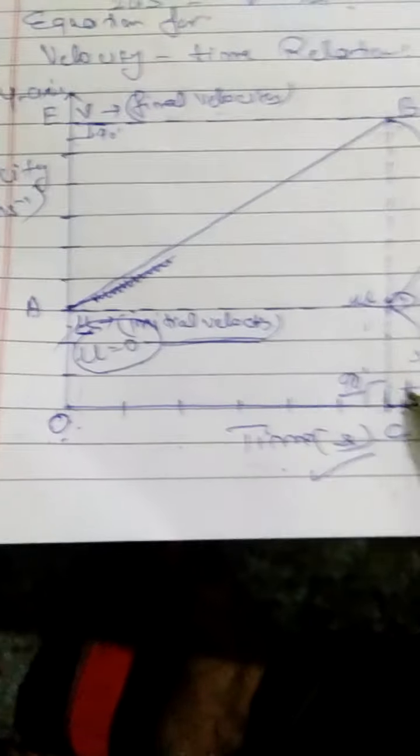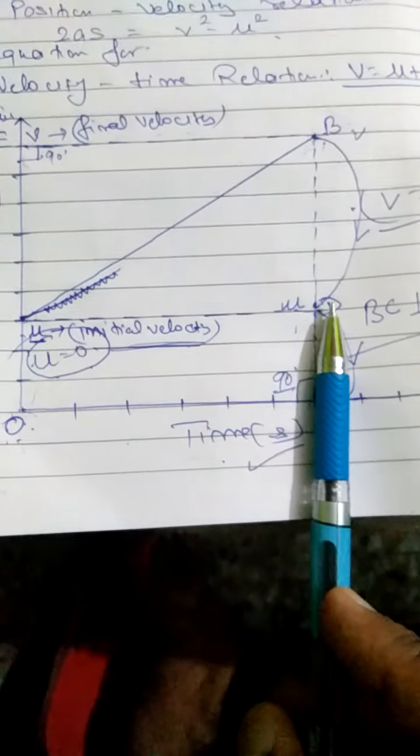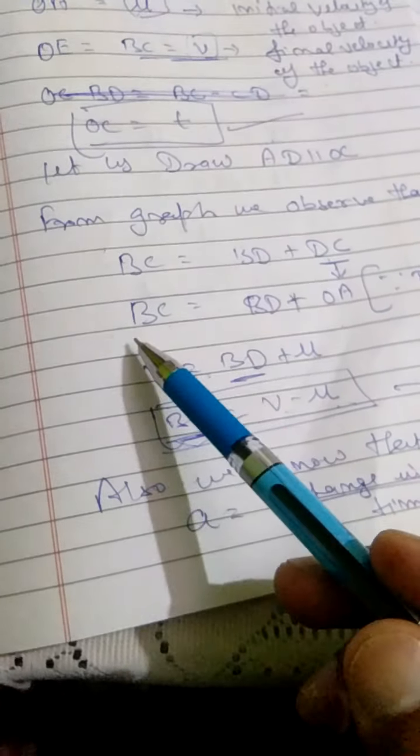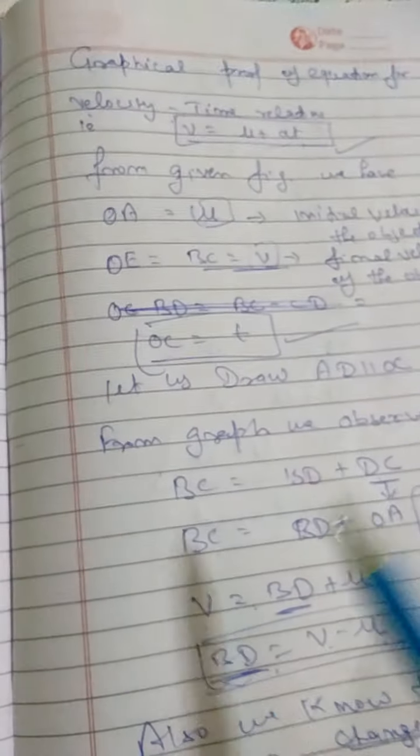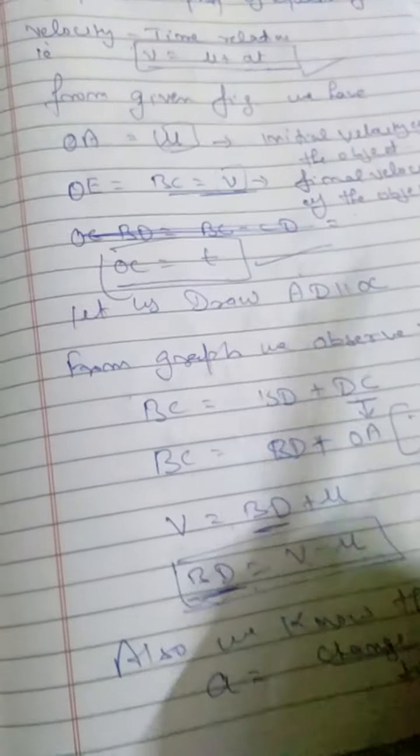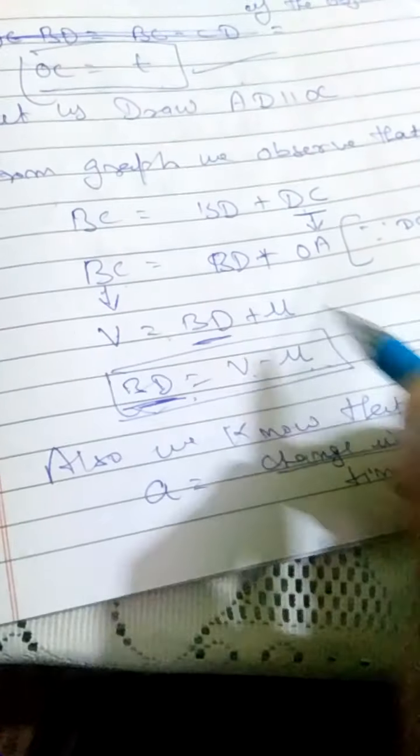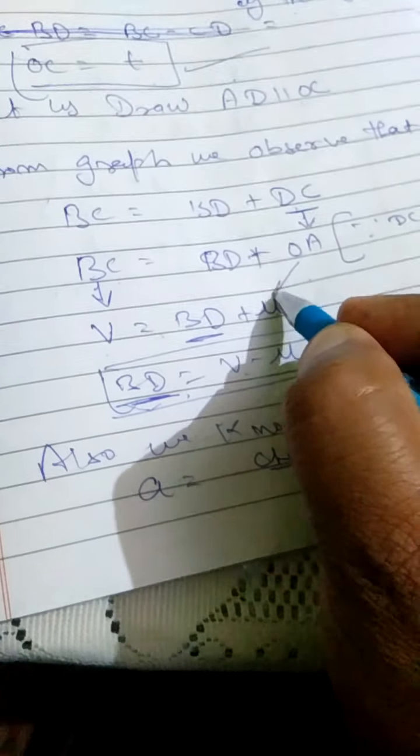Look here, if you put the pen here, DC is equal to OA, because both are equal and parallel to each other. So we write DC is equal to OA. So we have all the values here. BC is equal to V from the above equation, OA is equal to U, and OC is equal to T. We have all the values. So put the values: BC is equal to V here, and OA is equal to U here.